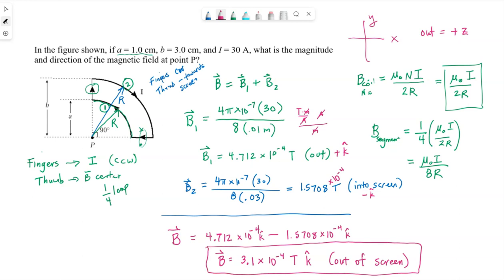So just saying positive isn't enough. It has to be a positive k-hat where we have defined our coordinate system. Out of the screen is totally fine. That is a specific direction. But we do definitely need to account for the direction in adding these vectors together.